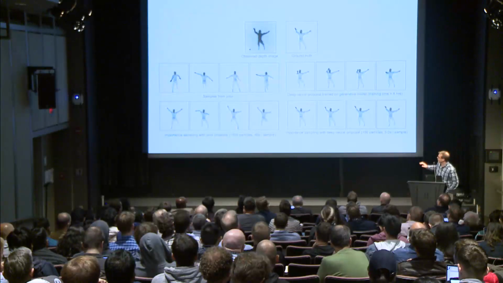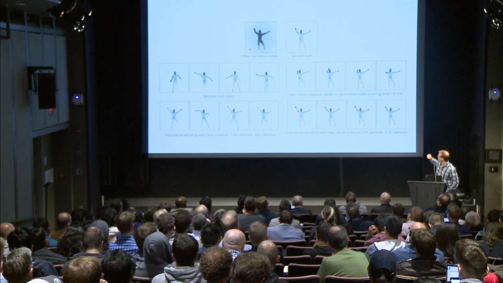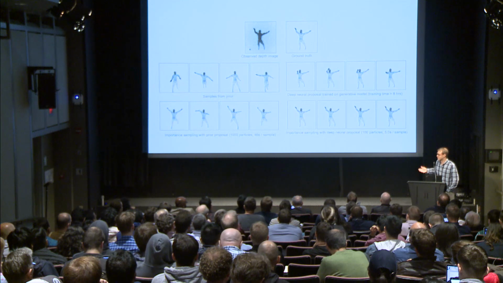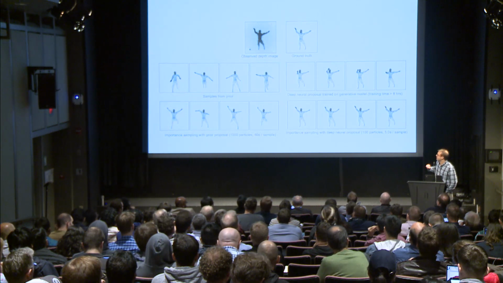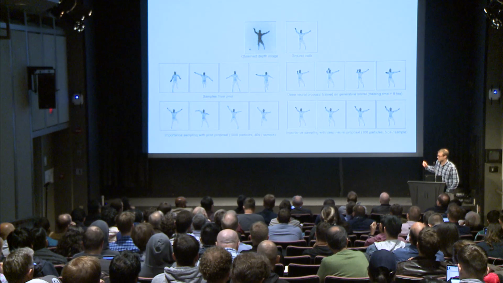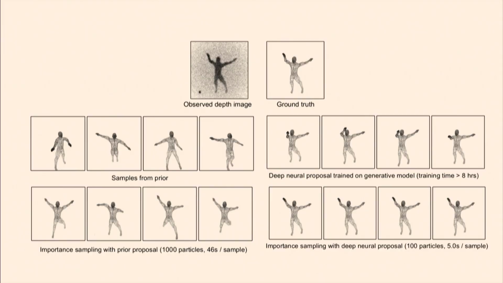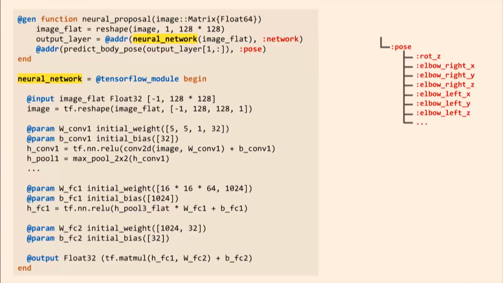If we train the deep neural proposal and just sample directly from it, it takes, let's say, 8 hours to train a deep GPU in this case. And it basically is very confident about the pose, except it can't really get the right uncertainty over this particular parameter, the elbow. So just by running a relatively small number of importance samples, we can correct for that.